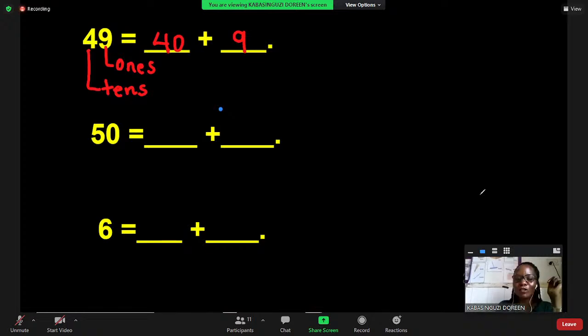Yes, according to Sophie's explanation, who can do for us number 2? I'm waiting for someone to do for us number 2. 50. Who can try and do for us number 2? How can we expand 50? Yes, Diana. Can you please do for us number 2? How can we expand 50? You put 5 in the tens.